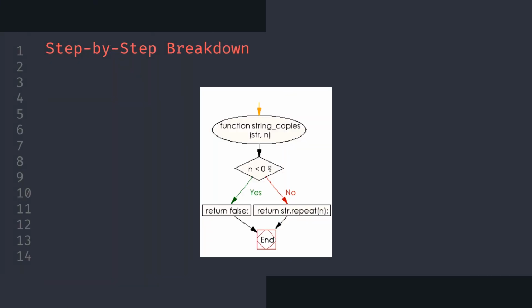Let's break this down. First, we check if n is negative. If it is, the function immediately returns false. Otherwise, the repeat method creates a string that repeats str exactly n amount of times, and the function returns the result.